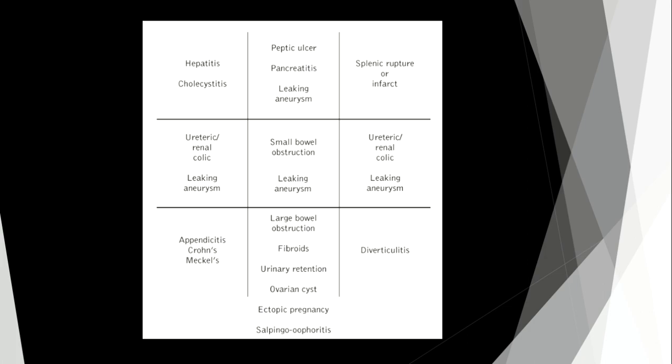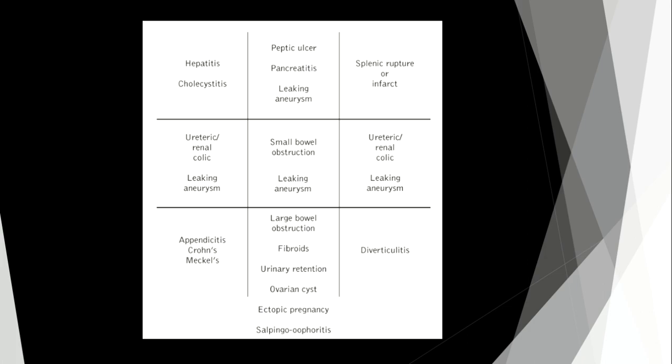In the left hypochondrium, or left part of the epigastrium, it can be infarct of the spleen or splenic rupture. In the right lumbar region, it can be ureteric or renal colic and leaking aneurysm too. In the mesogastrium, all the parts of the mesogastrium, the reason for the pain can be a leaking aneurysm.